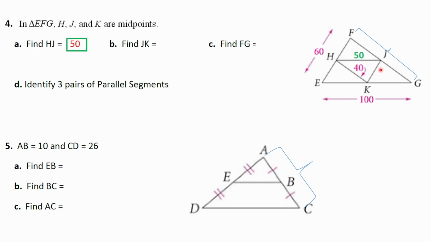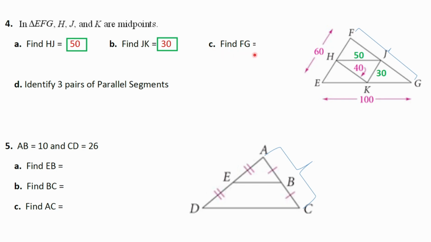We look at J to K. JK is this segment right here, which is connecting FG and EG. So the third side in this case is going to be FE, which has a length of 60, which means that JK should have a length of 30.